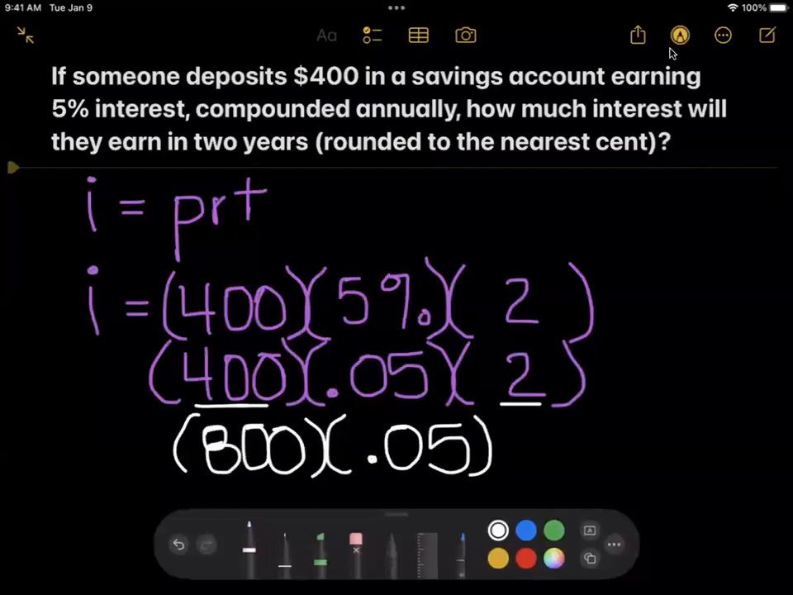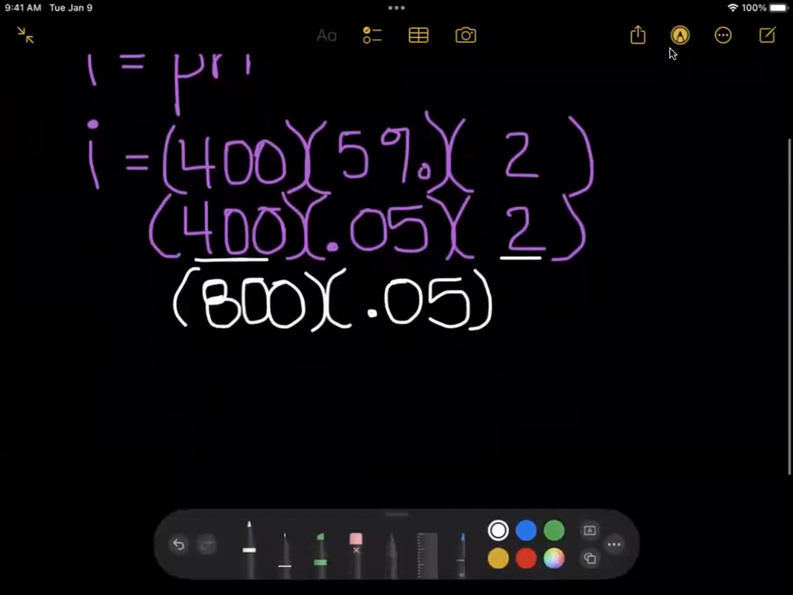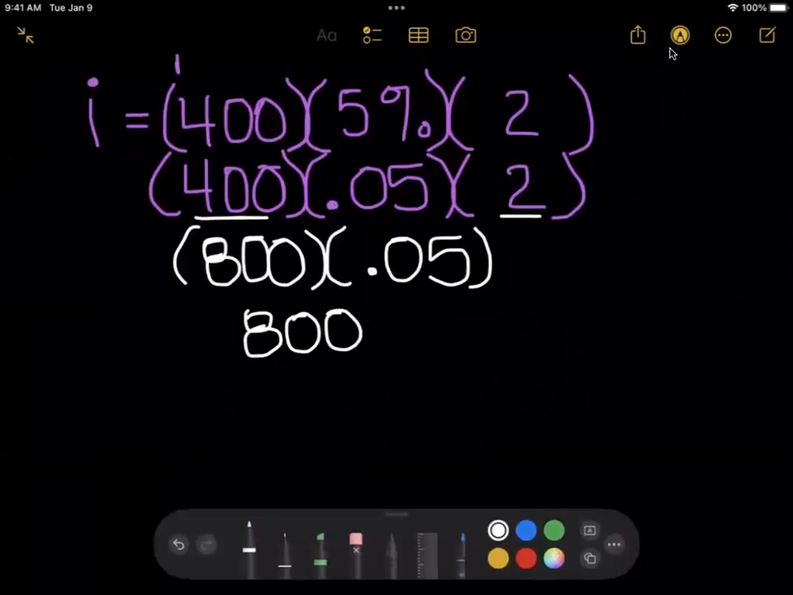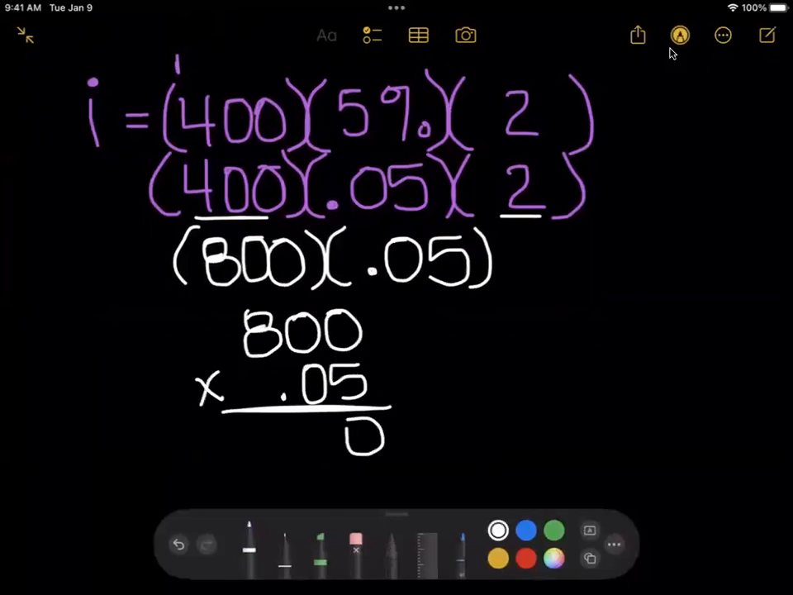Now, this is the one I'm going to have to write out because I'm not quite sure how to do this in my head. So I'm going to scroll down a little bit. Okay, so let's take 800 and multiply that by 0.05. Okay, so 0 times 5 is 0. 0 times 5 is 0 again. 8 times 5 is 40. Okay, so there's our first line.